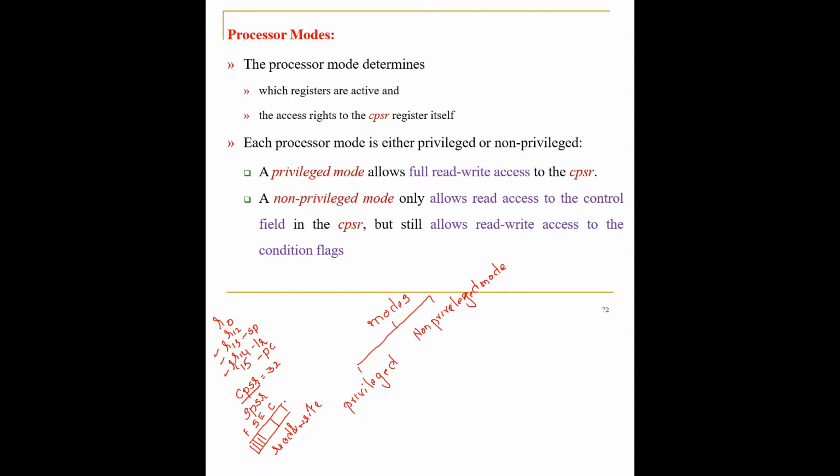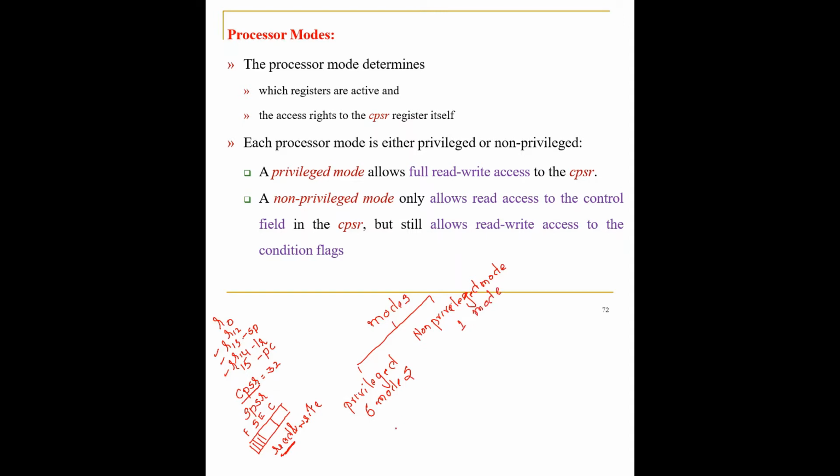Moving on to the non-privileged mode, it is a mode which will let you only read the contents of the control field. It will not let you change any contents of this particular control field. Under this privileged mode, we have 6 different modes, and under this non-privileged mode, we have one mode.